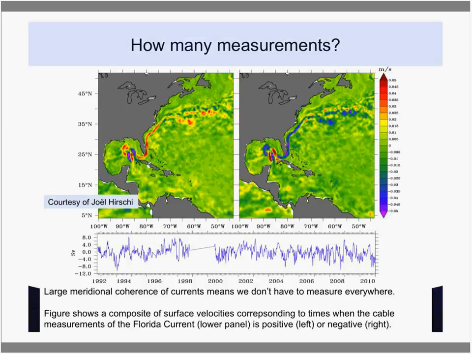And it's a positive composite, the composite of averaging on the left-hand side all of the surface velocities when Florida Strait is positive. On the right-hand side, all of the surface velocities when Florida Strait is negative. And really, the take-home message for this is that if you map 26 north where those Florida Straits measurements are made, you're capturing the variability over a large meridional extent. So you just need to choose a very good location to make your measurements.